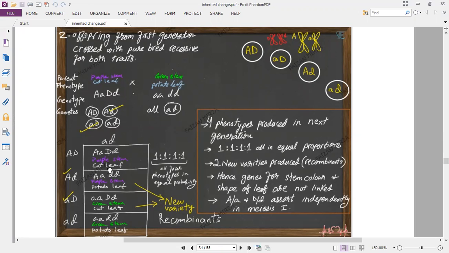So when you cross them together, you perform this cross. You see that there are four different outcomes, and there is an equal probability of all four forming.